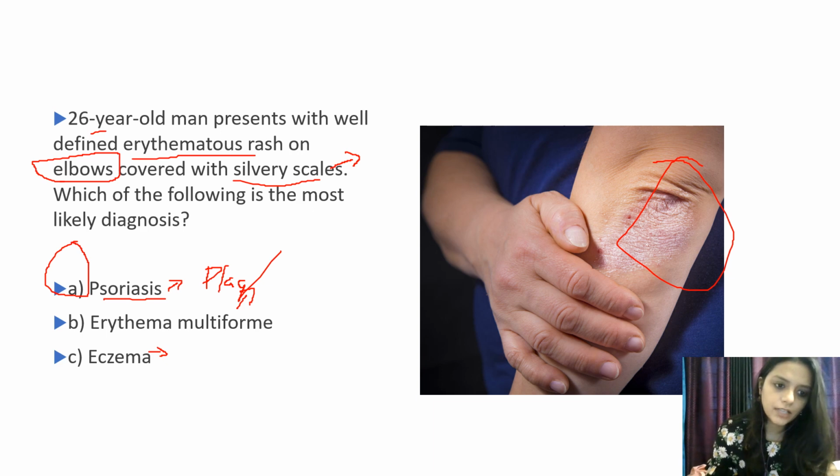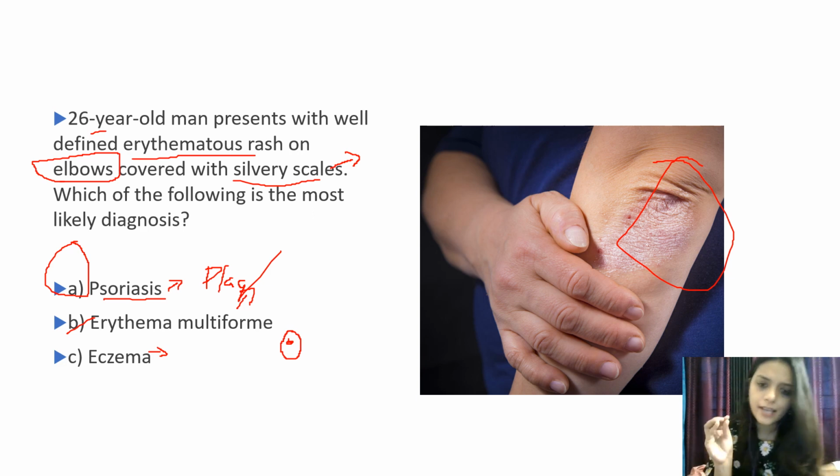Again, we can check the other options because they can also come for your exam. What is erythema multiforme? Erythema multiforme means the main lesion looks like this: there will be some central redness and sometimes a ring around it, and this is known as a target lesion. We have many causes for this lesion. It can be because of some drug side effect, like drugs such as penicillin. There are a variety of drugs.